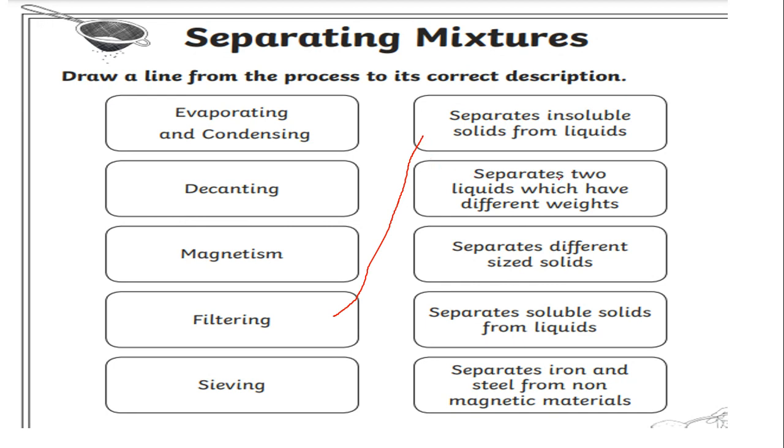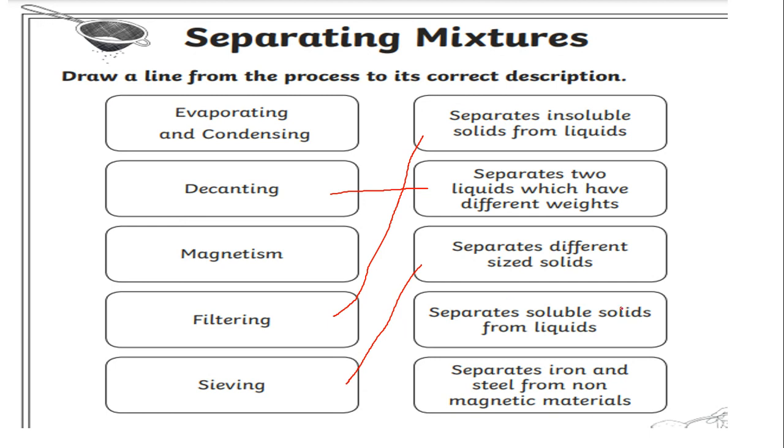Now, separates two liquids which have different weights. That's definitely decanting or decantation. Separates different size solids. So like the raisins in flour, that would be sieving. Okay, good.